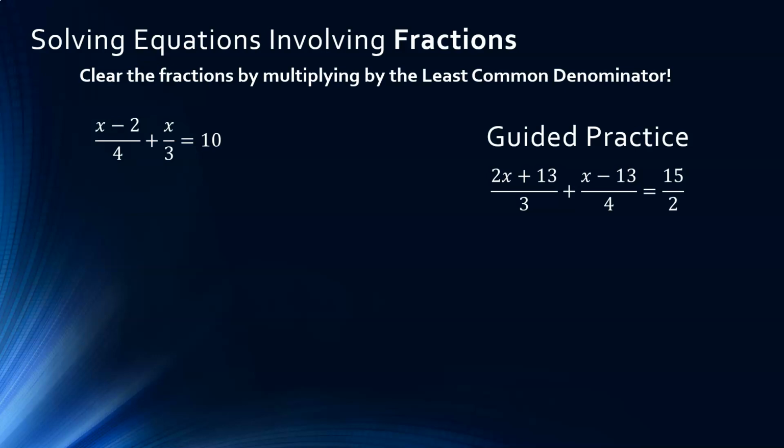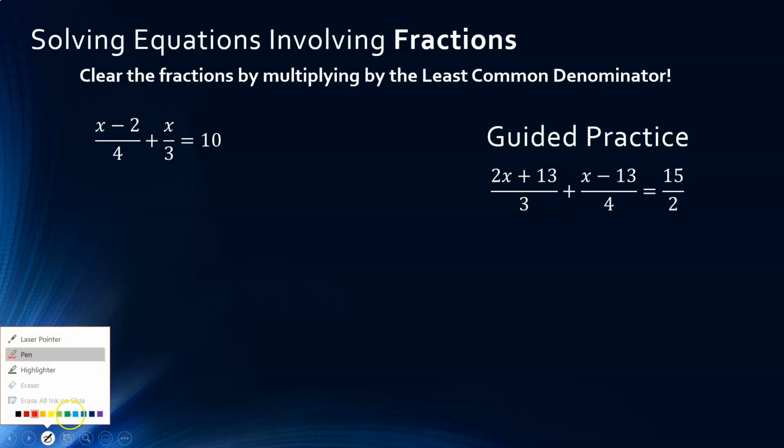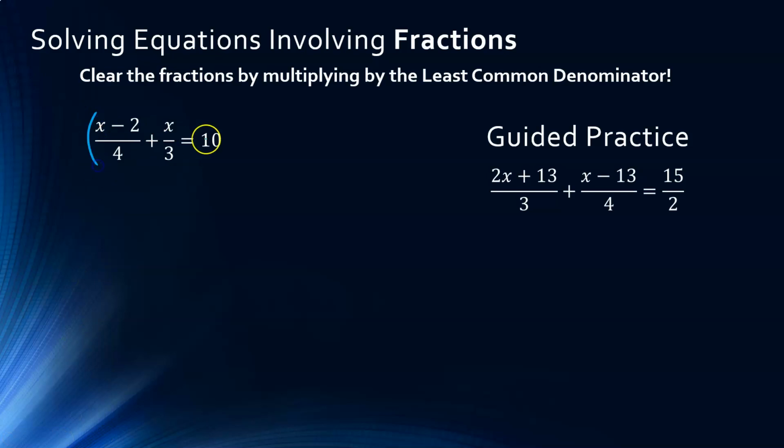Well, when you look at this first equation, we have x minus 2 divided by 4 plus x divided by 3 equals 10. My denominators are 4 and 3. So I want to find the least common denominator that both 4 and 3 will divide into evenly. And that would be 12. So I'm going to multiply everything, not just the first fraction, not just the second fraction, but everything, by 12.